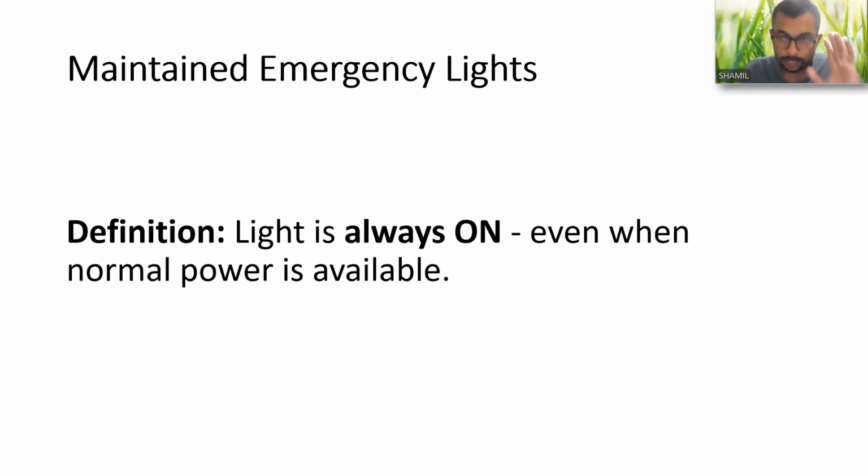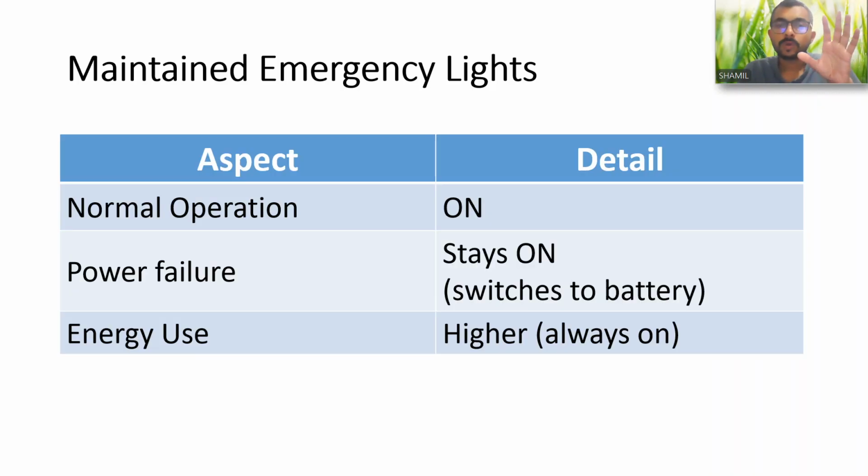So let's see what a maintained emergency light is in detail. The light is always on, be it normal condition or power failure condition. During the normal time, it is on. During the power failure time, it stays on. The only thing is that the power supply switches to the battery side, and the energy usage of this kind of emergency light is always higher, because it is always on, so more energy is being consumed.